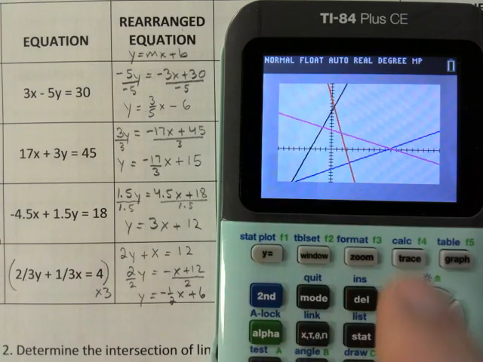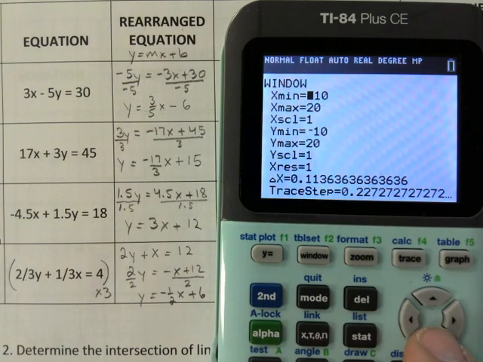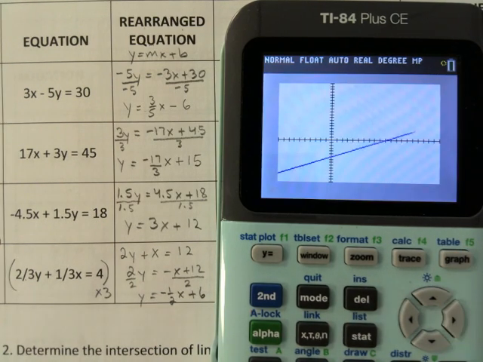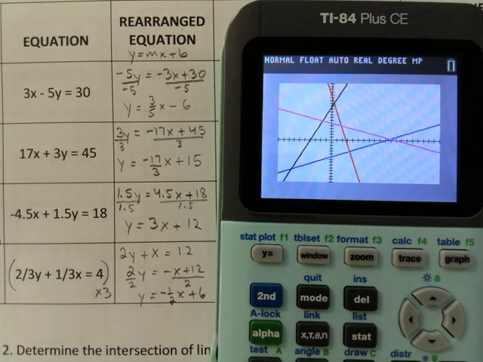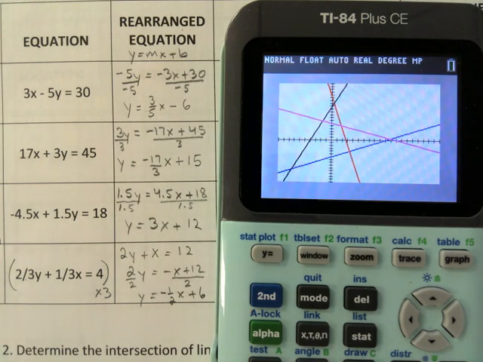So my y min should probably change as well. I want you to be critical. I don't want you to just follow what I'm doing. I went to negative 15, by the way, on my y min. So this is pretty good. All of them are crossing. This will take care of all of it.